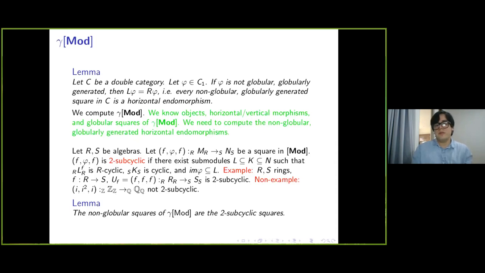So we have the following lemma. The non-globular squares of gamma bracketed mod are two-subcyclic squares. This might or might not mean anything. What this means is that the globularly generated piece of this double category that we know very well is not trivial. It's not just globular squares and horizontal identities, and it's not all the horizontal squares of your double category. So there are some subtleties to this gamma construction.